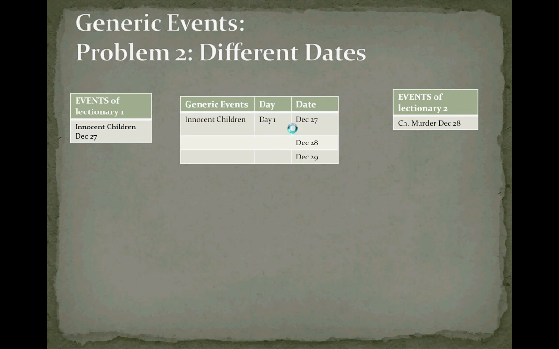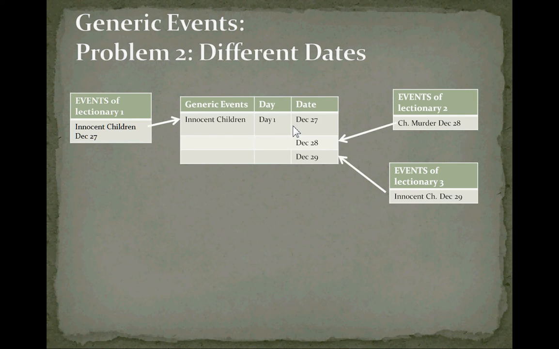So, in addition to the first two columns, the one that gives the identity to the festival, meaning Innocent Children, and the second one which counts the days for multi-day events, in this case only one day, we set a third column that gives the possibility to define different dates. So we can even have a third lectionary that has yet another date. So all of them now point to Innocent Children, day 1, and they have 3 different dates as features, but the computer will know that all of them are the first day of Innocent Children.